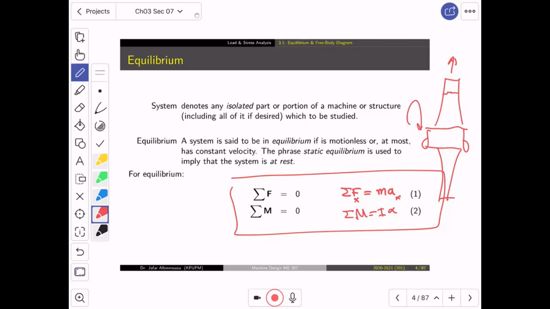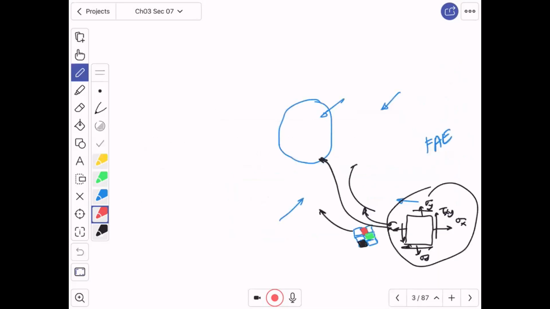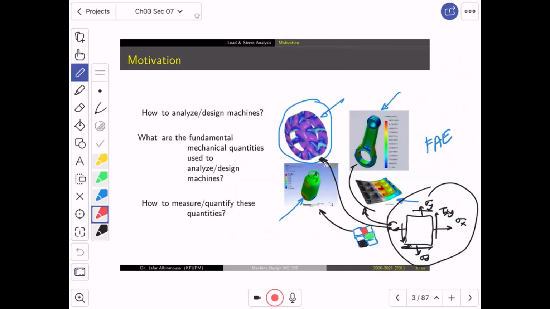Because, guys, when you see something complex in front of you, like the car, do you think when we design it, we go and plot the entire car together? No, nobody will do that. That's the beauty of a free body diagram. That's the beauty of equilibrium. That's the beauty of system.